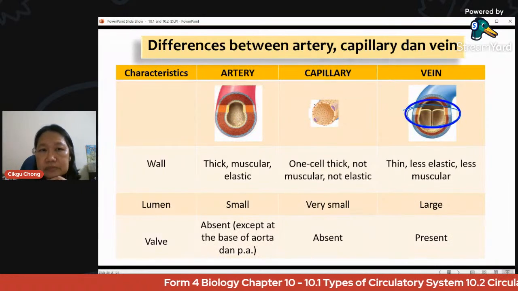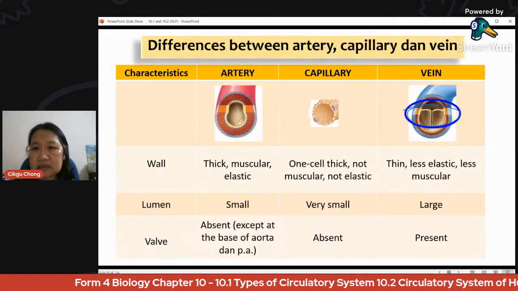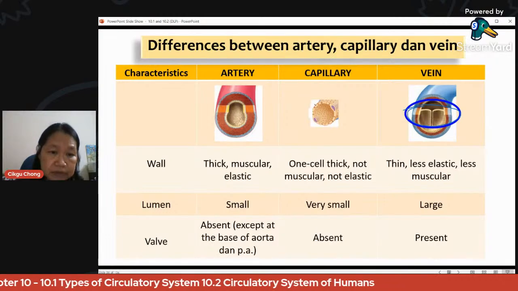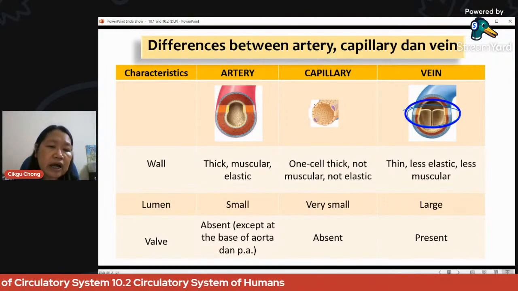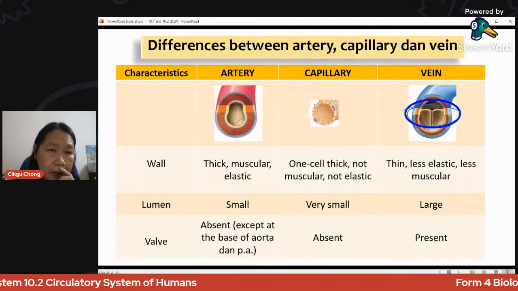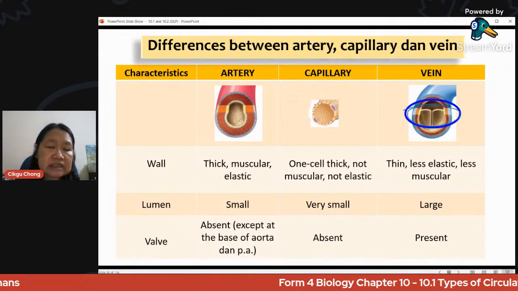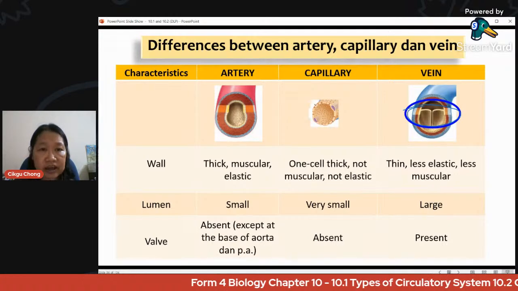Valve: absent or present. Only the vein has got the valve. For the artery, it's absent except at the base of the aorta and the pulmonary artery, where you will have the semilunar valves. That's the only place where there is a valve.